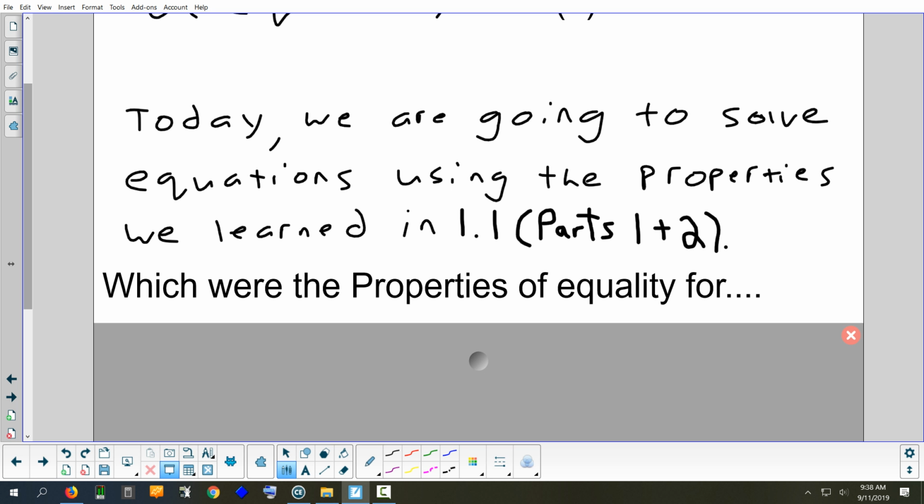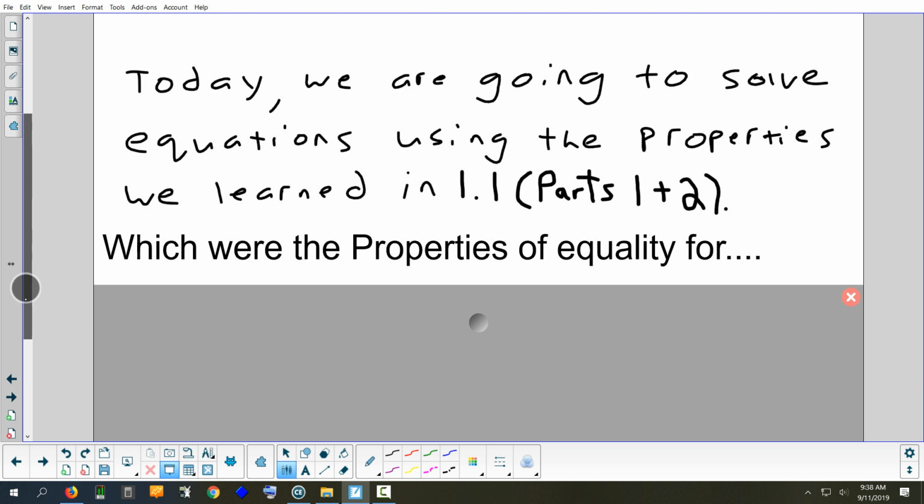So each property is exactly the same. You can add the same number to both sides. You can subtract the same number from both sides. You can multiply both sides by the same number. Someone help her out with division? You divide both sides by the same number. And there's an important thing to remember with that, just like multiplication. You divide both sides by the same number, except 0. You can't divide by 0.